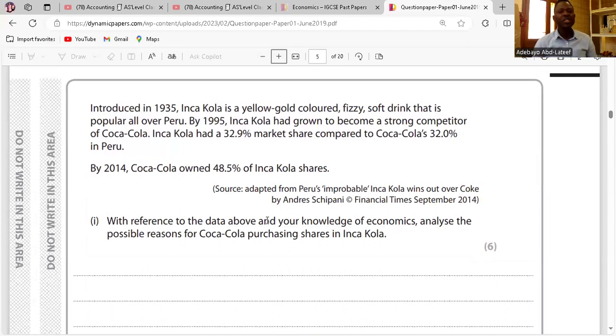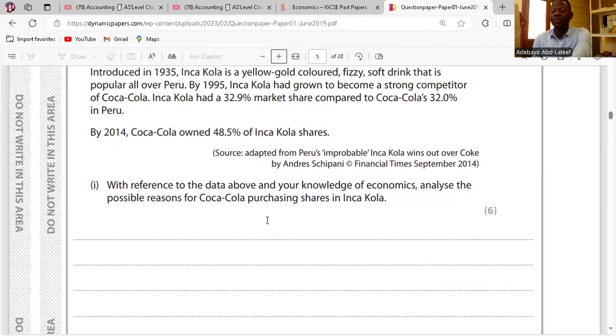Question 1. Introduced in 1935, Inca Cola is a yellow gold colored fizzy soft drink that is popular all over Peru. By 1995, Inca Cola had grown to become a stronger competitor of Coca-Cola. Inca Cola had a 32.9% market share compared to Coca-Cola, which had 32%. By 2014, Coca-Cola owned 48.5% of Inca Cola shares. With reference to the data above and your knowledge of economics, analyze the possible reasons for Coca-Cola purchasing shares in Inca Cola.